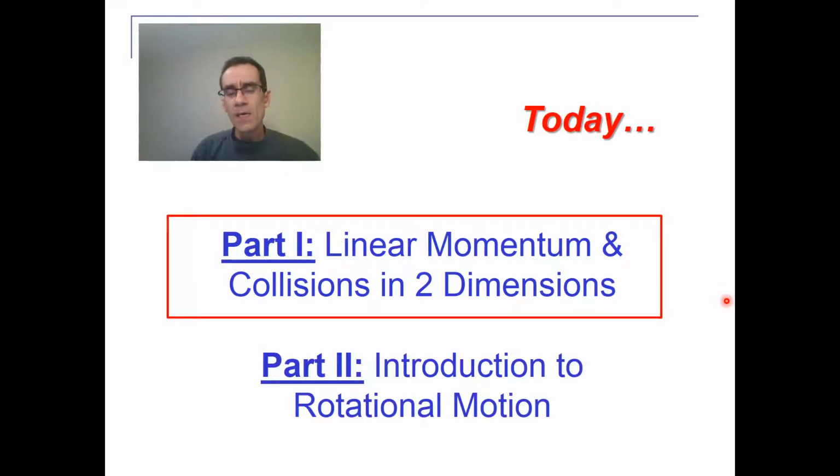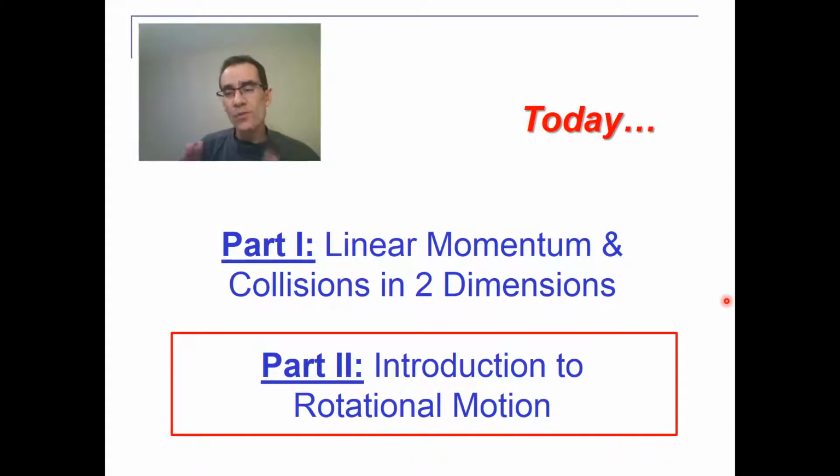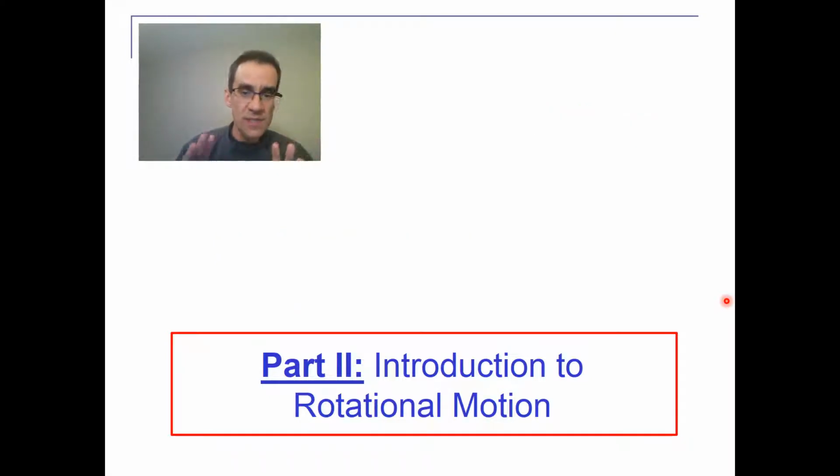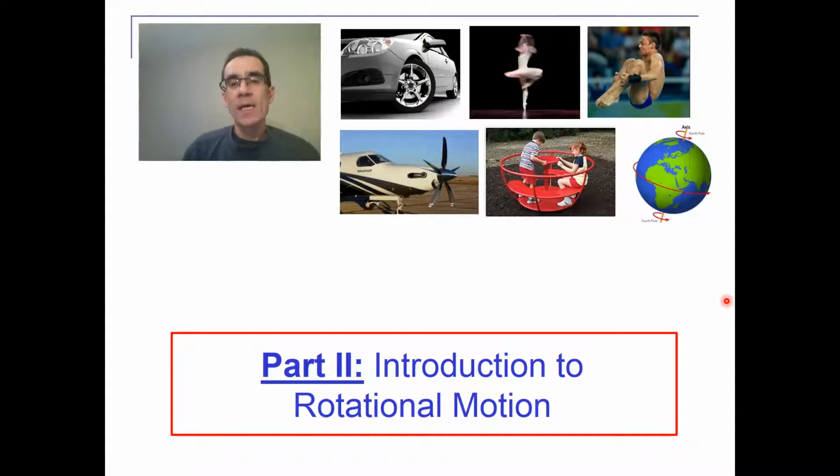It's the idea of introducing some new concepts about rotational motion. What's going to happen when we introduce rotational motion? Let me give you this general overview of what the second part is going to be. There are lots of things in nature, and I put this picture here. Think about the wheel of a car. It's actually rotating. Here's a picture of a ballerina. She's rotating. Here's a diver, also rotating. Look, a propeller of an airplane.